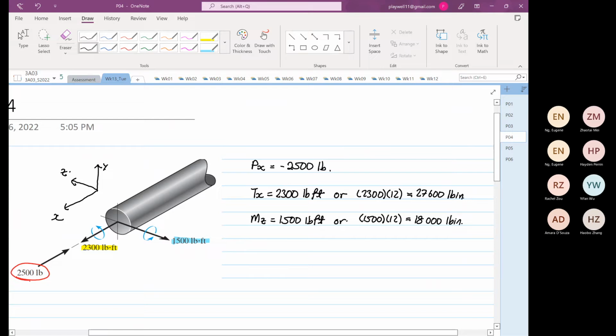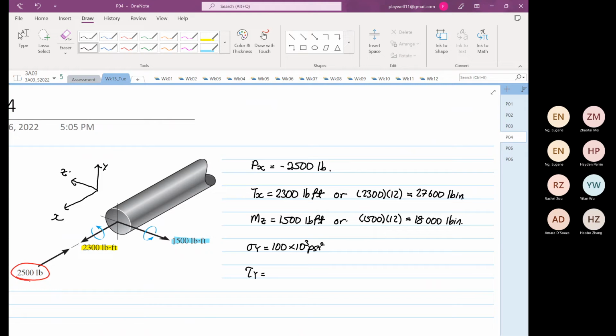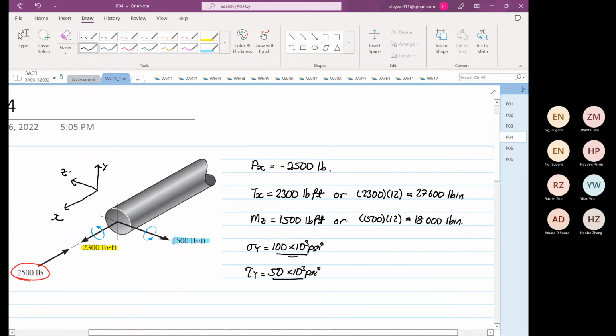And then we are given that our normal stress in yield is equal to 100 times 10 to the power 3 psi. Our shear stress in yield is also equal to 50 times 10 to the power 3. We are given these two values.